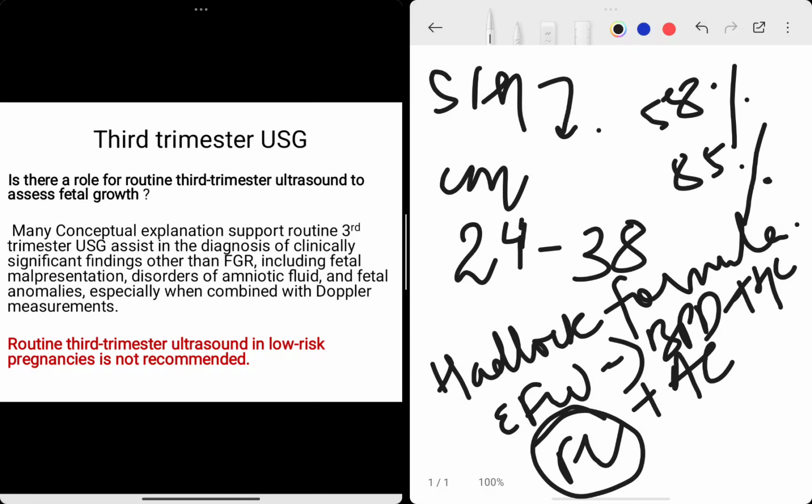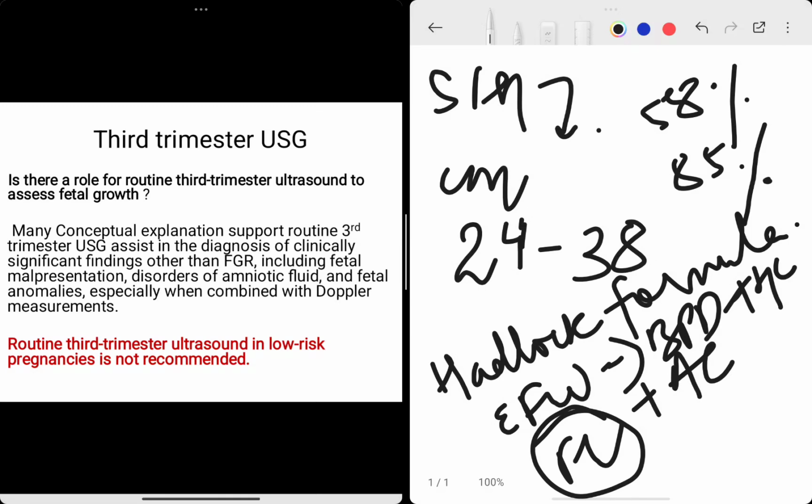Fetal anatomy: there can be some anomalies which can be missed in the second trimester scan, so the third trimester scan can detect such fetal anomalies and fetal growth, for checking the liquor, for doing the Doppler, and placental localization, because the management depends on the placenta. And if there are signs of adherence like placenta accreta, increta or percreta, then we can also detect that, or during external cephalic version.